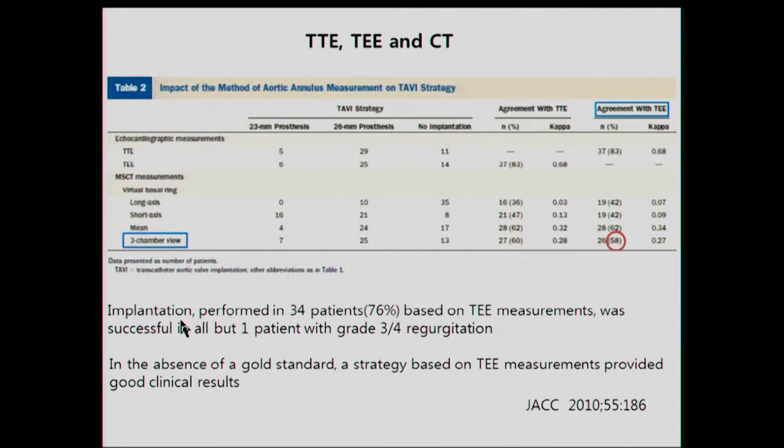Anyway, implantation was performed based on TE measurement, and it was successful in all but one patient with significant regurgitation. In their conclusion, in the absence of a gold standard, a strategy based on TEE measurements provided good clinical results.